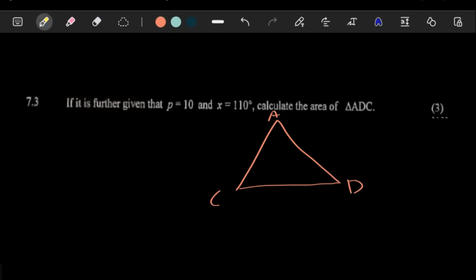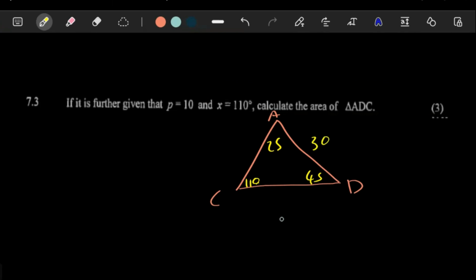One thing, let's see what we can do here. There's x here, which is 110. There's 45 here. This is going to be 25, because it's 180 minus 110 minus 45. That's going to give us 25 as the leftover there. We also have AD, which is 3p, so this is going to be 30.